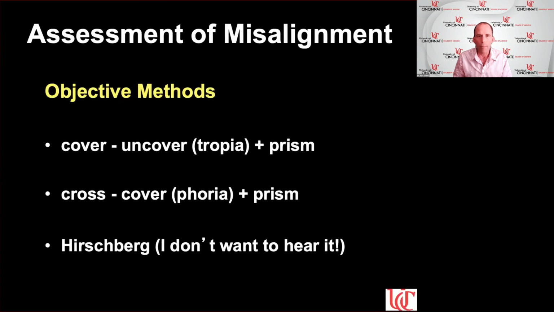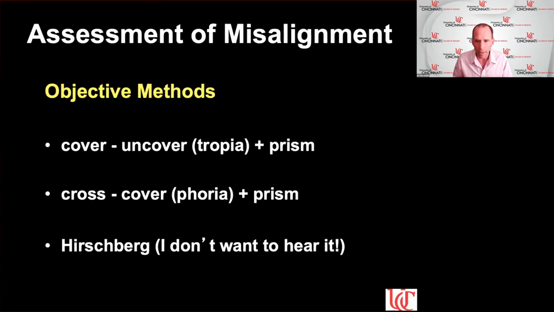So it's very simple. And thankfully, our gold standard for measuring misalignment is simple: cover-uncover testing and cross-cover testing. Hirschberg, looking at the corneal light reflex, as I tell my students, I don't want to hear about it. If the patient can talk and follow commands and look at a distant target, I don't want to hear what you think about where the light reflex is. I don't care. What I want to know is, I don't want to know, do they look misaligned? I want to know, are they misaligned? And that's why you do a cover-uncover and cross-cover test.